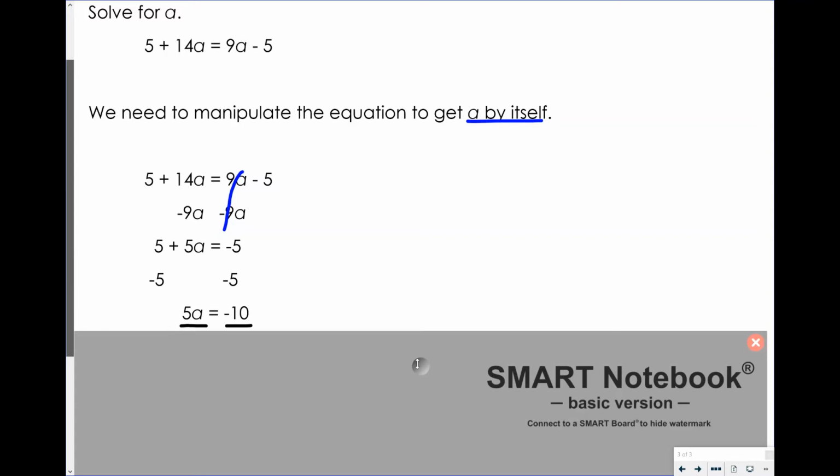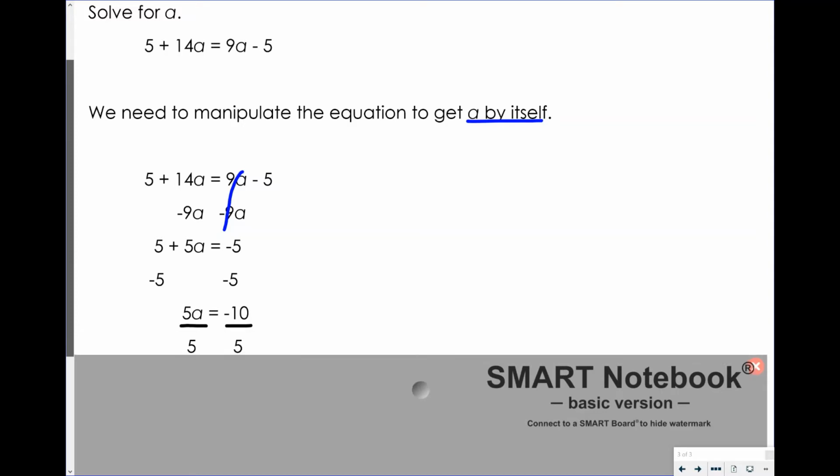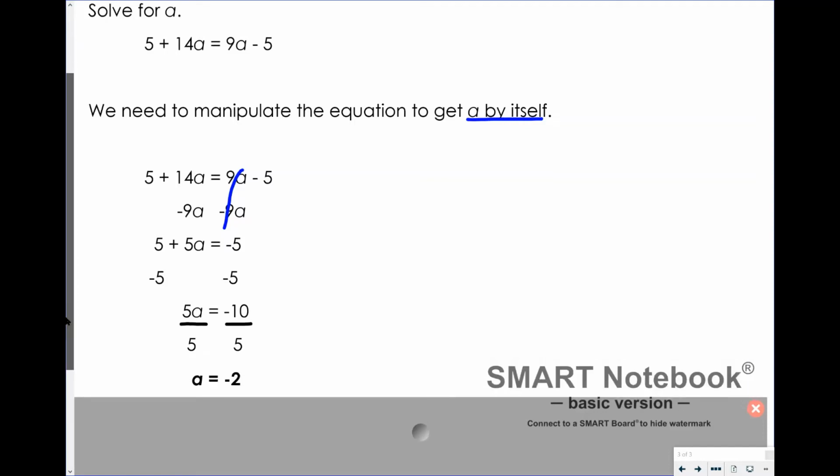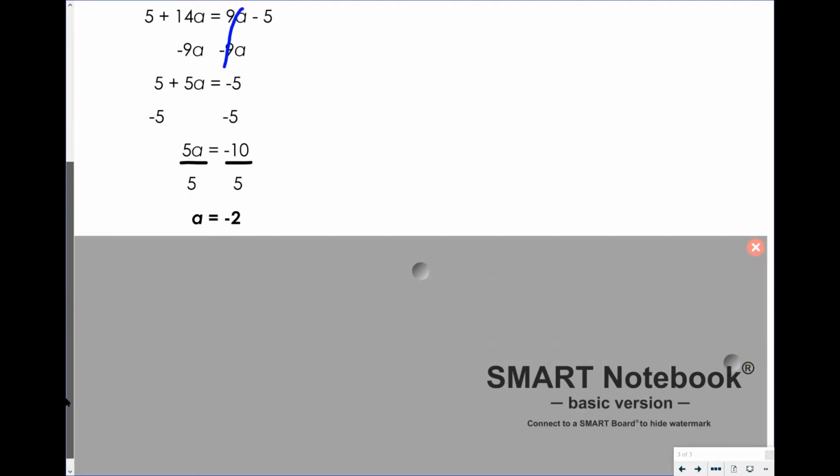Now, to get A by itself, I need to divide by 5 on both sides. So 5A divided by 5 gets me just A, so that crosses out. So A equals negative 10 divided by 5 gets me what, ladies and gentlemen? It gets me negative 2. So that is your answer. A equals negative 2.